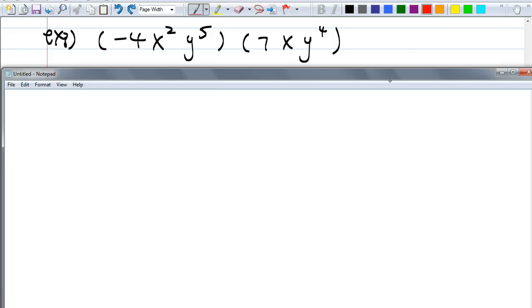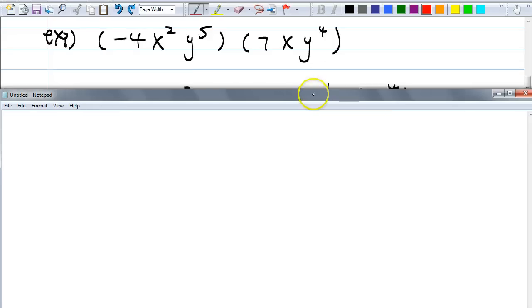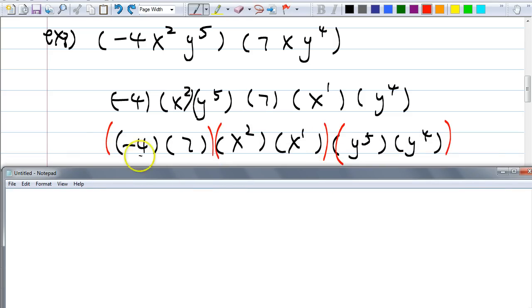Okay, good. So first of all, how many people changed it so that you gather all the numbers, all the variables with x's and all the y's? Okay, good. Okay, Christina, what'd you get then afterwards? So we multiply negative 4 times 7, which is? Negative 28, okay, and then what about x?